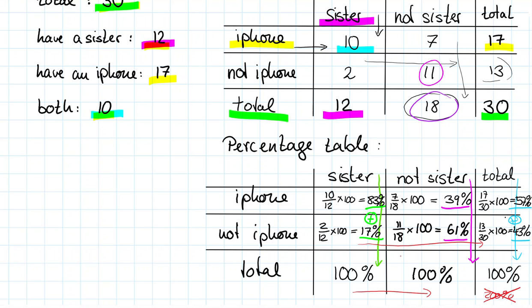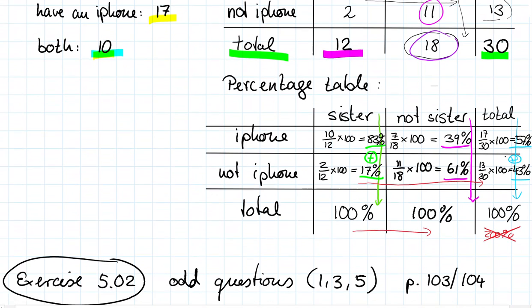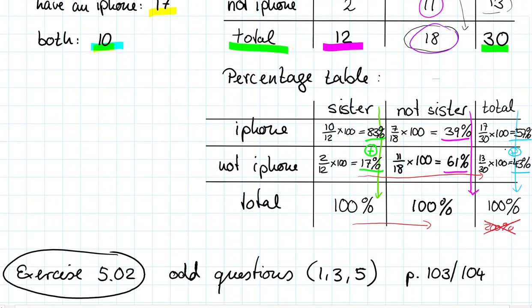Okay, so please keep in mind when you do the percentages, you need to work column-wise, so from the top to the bottom. What I want you to do now is exercise 502, only the odd questions, that's on pages 103, 104, and that's only 3 questions. Please ask for assistance if you need help.